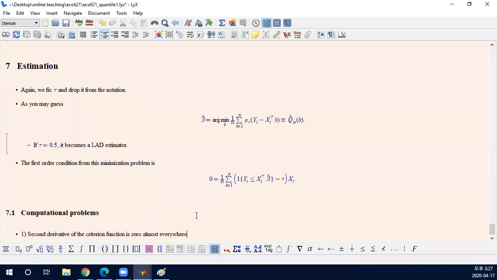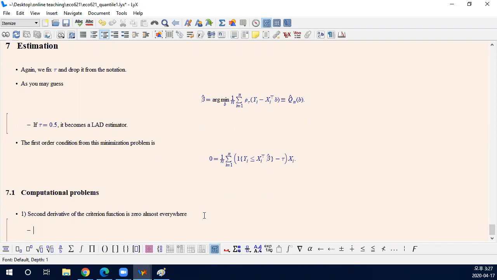There are existing algorithms to find the minimum or the maximum. They usually rely on the second derivative, but they cannot be applied here. Most of the standard minimization and optimization algorithms rely on the second derivative, so they do not work. If you have heard about the Newton-Raphson method, it is the most famous minimization or maximization algorithm. It doesn't work. This is a big problem.